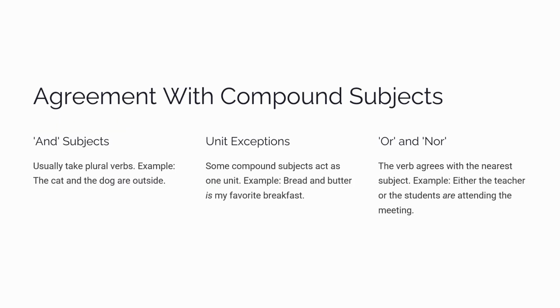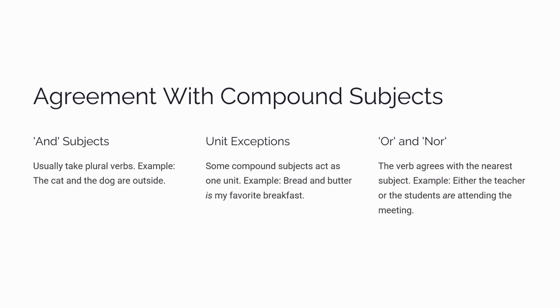Alright, so now let's look at subject-verb agreement when dealing with compound subjects, or subjects that consist of two or more elements. So the general rule here is that compound subjects joined by the word "and" usually take a plural verb. So for example, in the sentence, "the cat and the dog are outside," we can see that the cat and the dog form a compound subject, so we use the plural verb are. However, there are some exceptions.